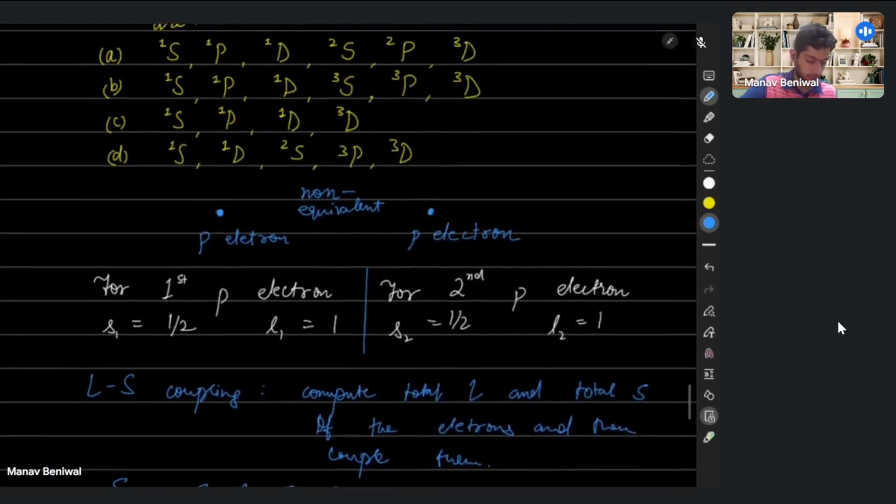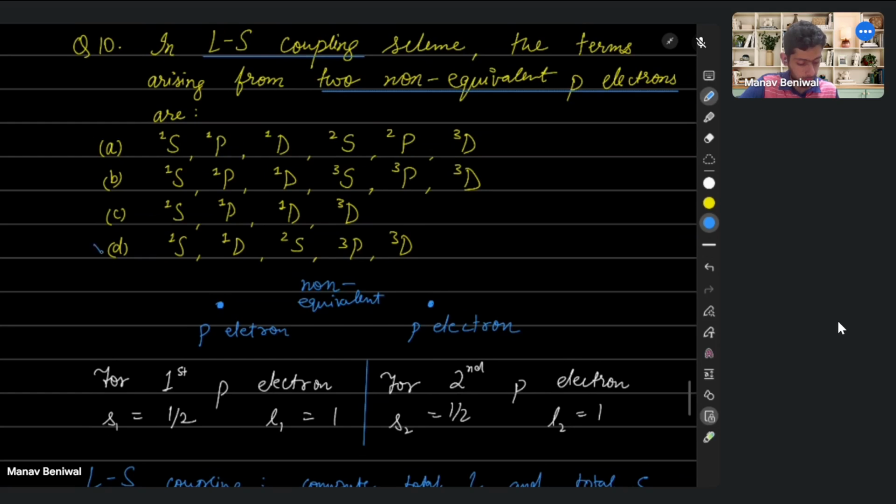Let's see if it matches with any option. Okay, so these two are clearly not there. Here we have 1S, 1P, 1D, 3S, 3P, 3D. So this is the correct option. Let's check this one. 1S, 1P, 1D, 2S, 2P, 3D. No. So we do not get these two terms. So therefore this option is wrong. Okay, these are all correct. This is wrong, and these are all correct.